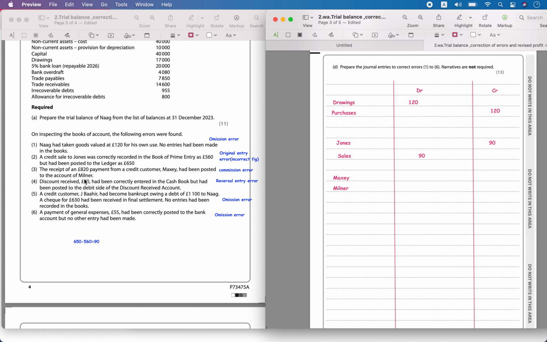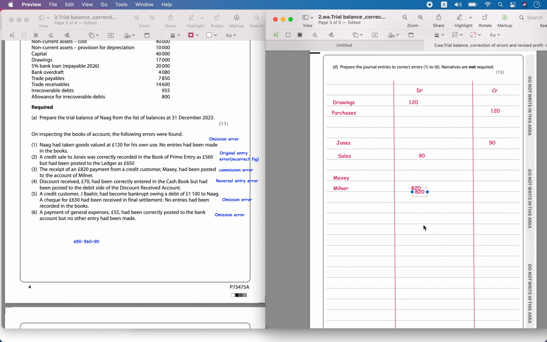So one is I will have to remove from the Milner. If it has been posted in the Milner, he is a trade receivable. Okay, and the cash received, he's a trade receivable, it's a debit account. So the cash received would have been written on the credit side. So from the Milner account, I'm supposed to remove 820. Okay, the first thing is I will have to remove 820, and then in the Maxi account I will have to put it correctly.